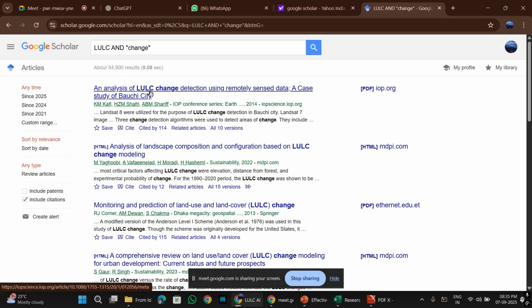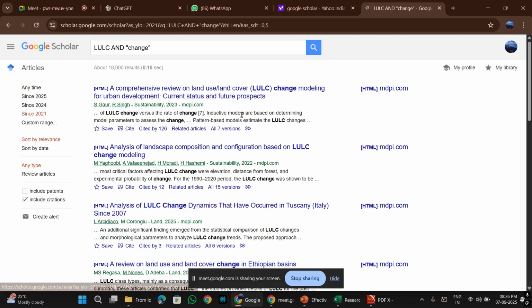Okay, an analysis of land use, land cover change detection using remotely sensed data. Yes, using remotely sensed data, good. I would want to go on these. And then you can also search for since when you want the data. Let's say since 2021, whatever is published, only those I want to see, because that particular research was published in 2014, so it is older, I feel. So you can search here a comparative review on land use, land cover.